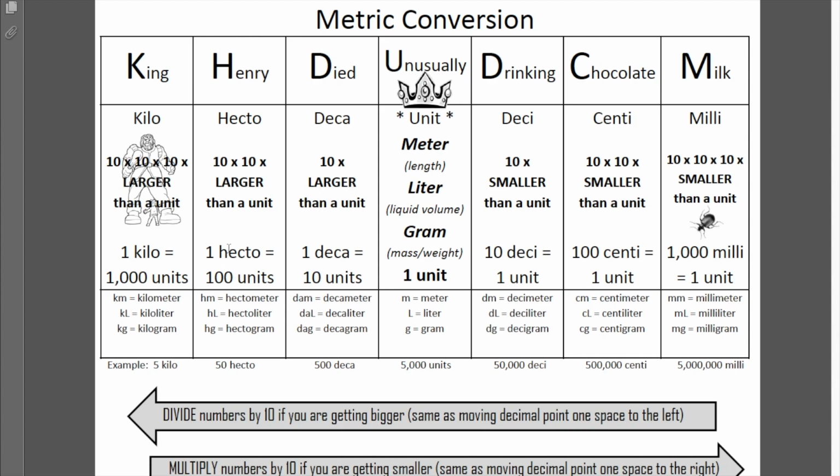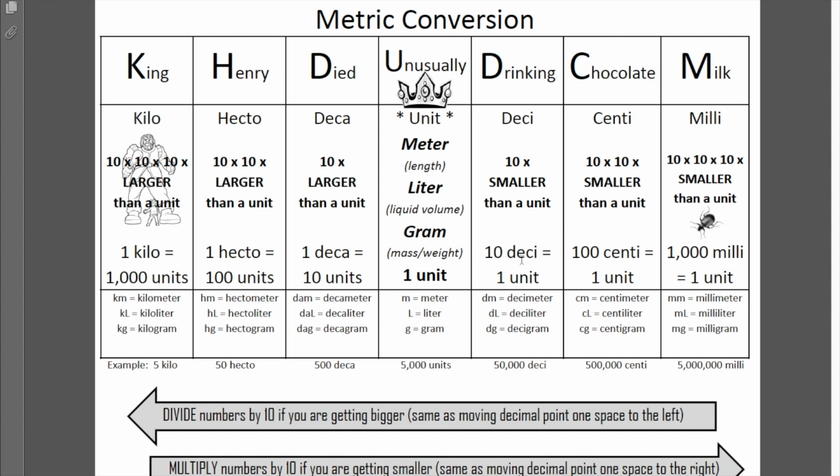If I'm going from liters to hectoliters, in this case I am starting with liters, and liters would go on the bottom of my conversion factor, so the 100 units, or the 100 liters, would be on the bottom. And 1 hecto would always be on top. That 1 is always attached to hecto, deca, and kilo if you're going to your base unit.